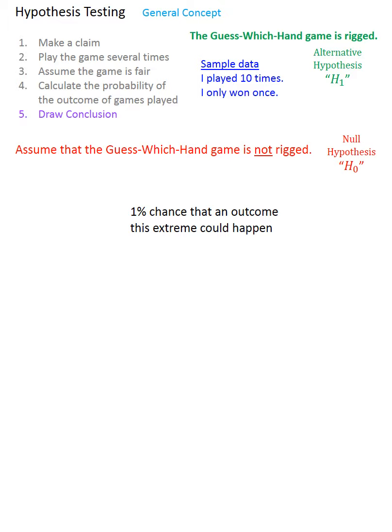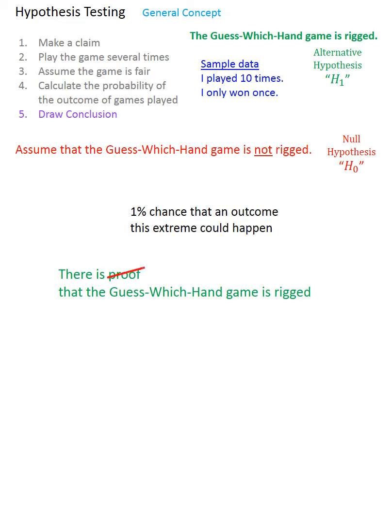If the null hypothesis, the assumption that the game is fair, were true, then the sample data, the series of games I played, have illustrated an event that's very unlikely. And when we make an assumption, in this case the null hypothesis, and an event occurs that has a very low chance of happening if that assumption is true, that gives us reason to question the assumption. Now, could I say that there is proof that the Guess Which Hand game is rigged?